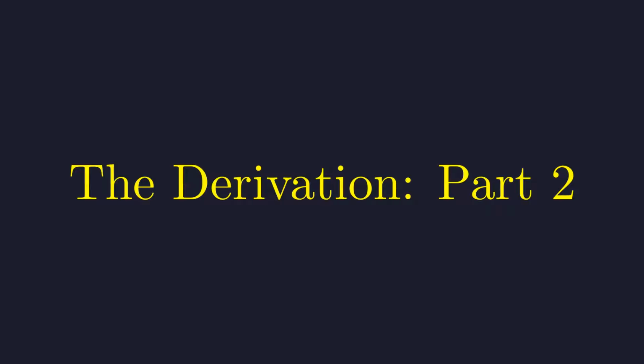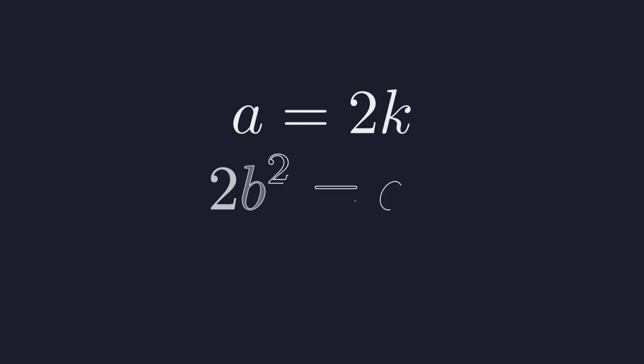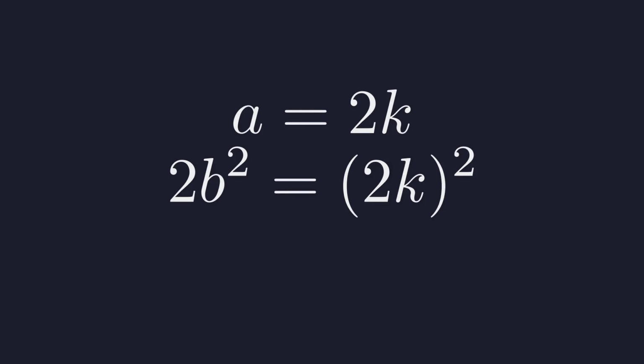Now we use this new piece of information to learn something about b. We just deduced that a is an even number. If a is even, it must be a multiple of 2. We can represent this algebraically. We can write a as 2 times some integer k. Now, let's recall the equation we derived earlier: 2b squared equals a squared. We can now substitute our expression for a into this equation. This gives us 2b squared equals the quantity 2k, squared.